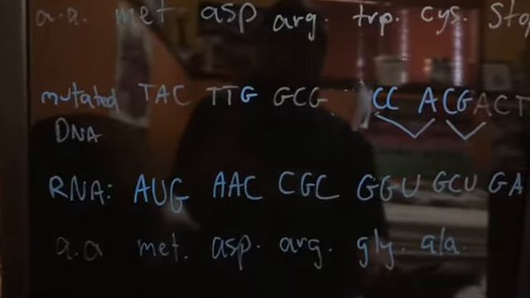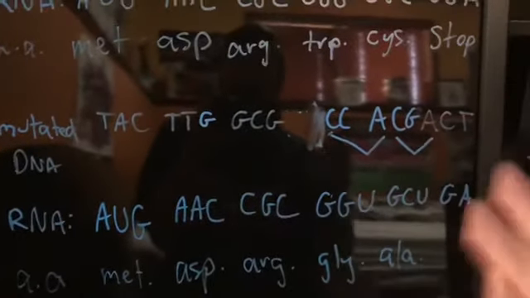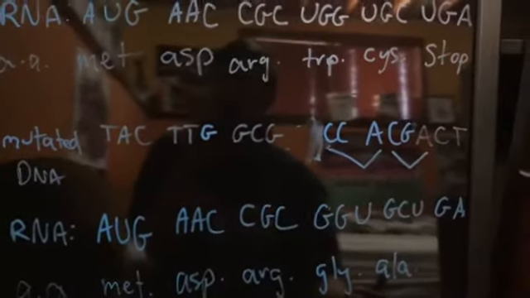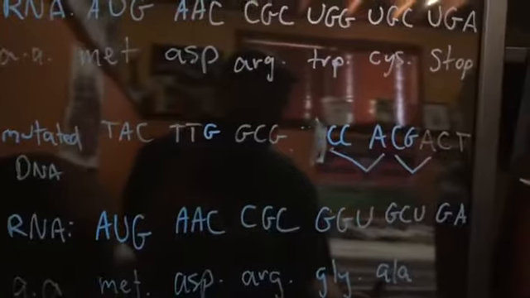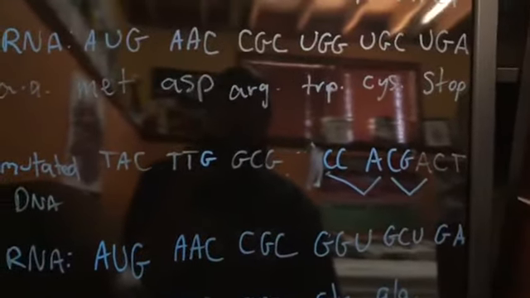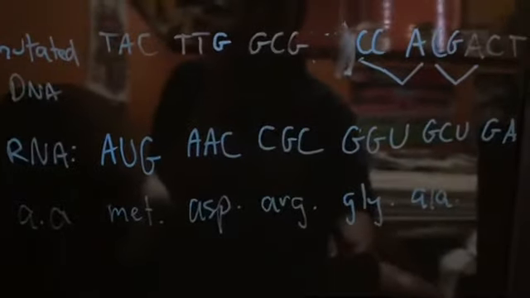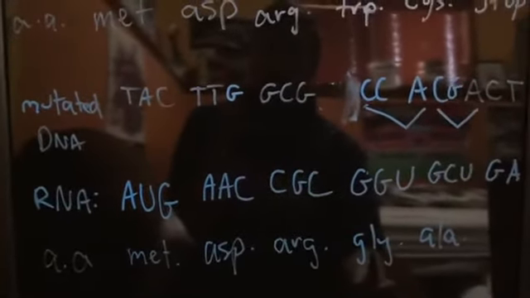So on your assignment, there's going to be an example like this, one of insertion and one of deletion, and it's just up to you to take a look at the differences and figure out how the mutation changed your amino acid sequence. If you have any questions, just let me know.